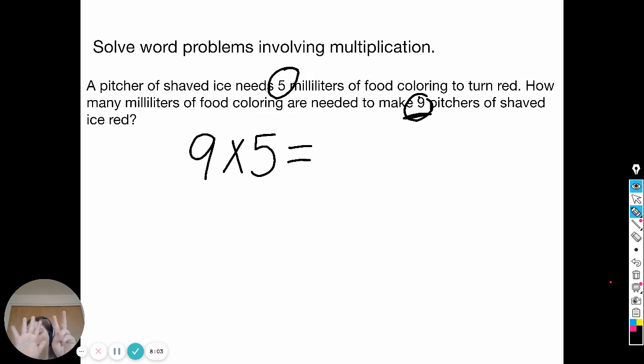5, 10, 15, 20, 25, 30, 35, 40, 45. 9 times 5 equals 45. So how many milliliters of food coloring are needed to make all those pitchers of shaved ice red? 45 milliliters.